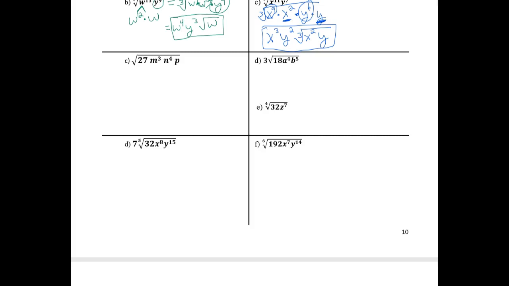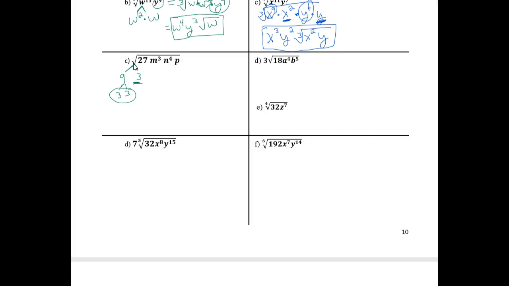Now let's go ahead and throw in coefficients and variables all together. Pay attention to the index. This is a square root. We are looking for pairs, something times itself. I'm going to go ahead and factor 27 into 9 times 3. 9 is 3 times 3. There's a pair. This one stays underneath the radical.